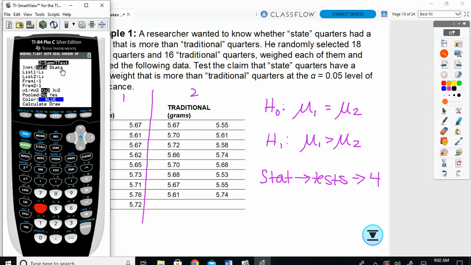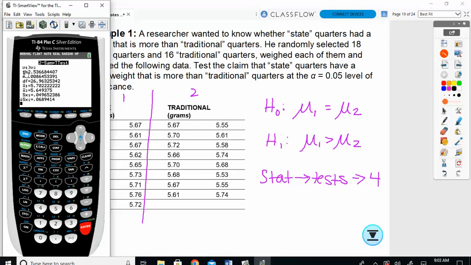Okay, are we basing it off data or stats? Data, because we entered our data. Your list 1 should just say L1. List 2 should just say L2. Frequencies are both 1, and we're not going to change that. We are testing greater than. Pooled should say no, just go down to calculate.